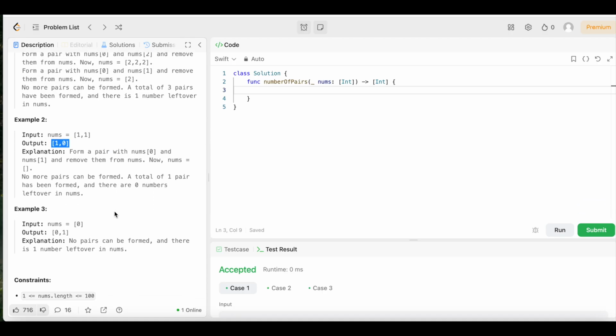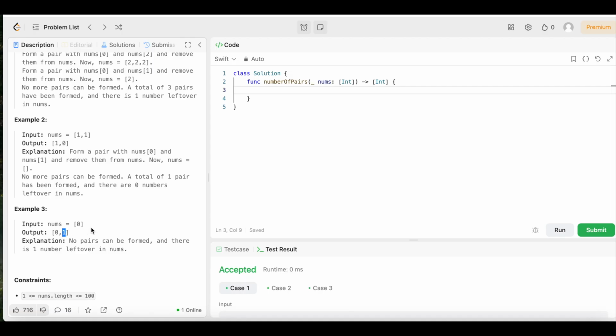So finally, let's look at example 3, where it might get a little tricky because there are no pairs. So in example 3, we have the input nums equals an array of integers, which is 0. The output is 0 and 1. Explanation says no pairs can be formed, and there's 1 number left over in nums. So since no pairs can be formed, we could put a 0 here. But that means we have one leftover number. We have one odd number in the array, so we put that 1 right here for the one left over since there are no pairs.